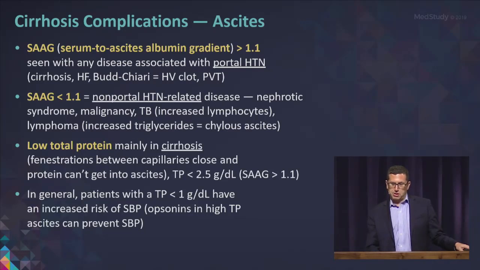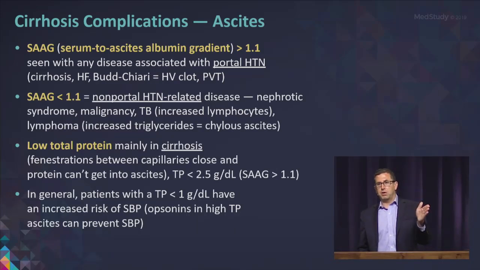Really, the final 2 complications of cirrhosis are ascites. Generally, the key number here is a serum to ascites albumin gradient greater than 1.1. That is consistent with portal hypertension, so that would be typical of cirrhosis. If the SAAG is less than 1.1, it's non-portal hypertension related, so for example, TB or malignancy.